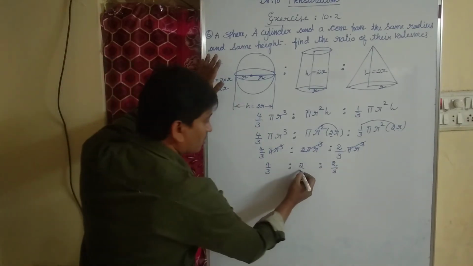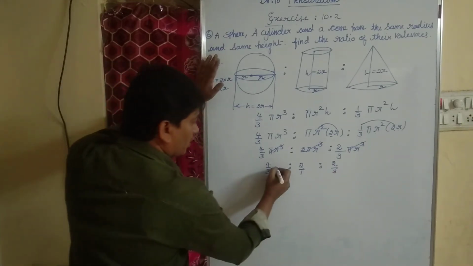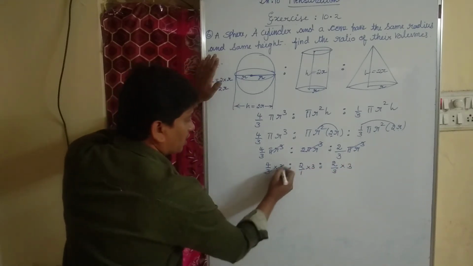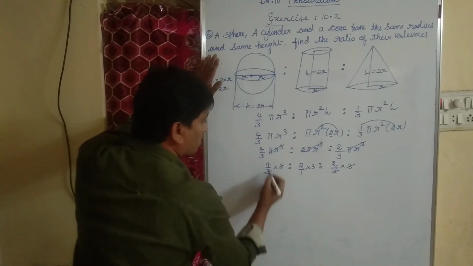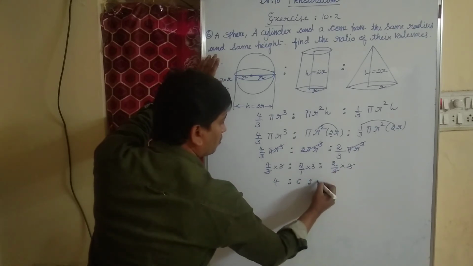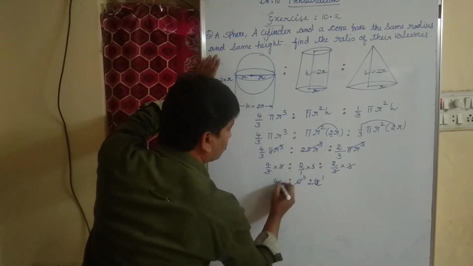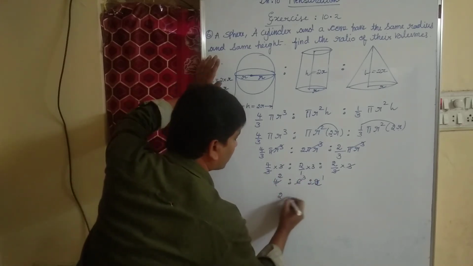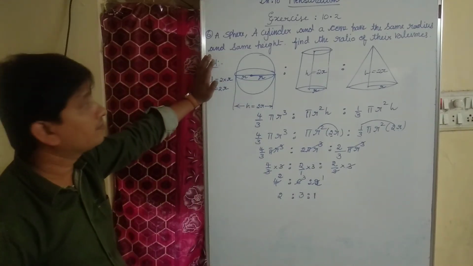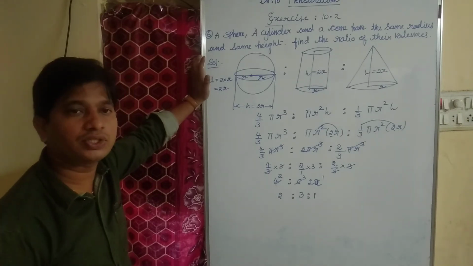As here nothing means 1, the LCM is 3. So let us multiply by 3 throughout. 3 cancels, 3 cancels. 4 is to 2 into 3, which is 6, is to 2 into 1, which is 2. Dividing by 2, we get 2 is to 3 is to 1. So what is the ratio? 2 is to 3 is to 1. Okay children, this is our sixth question. The ratio of the volumes is 2 is to 3 is to 1.